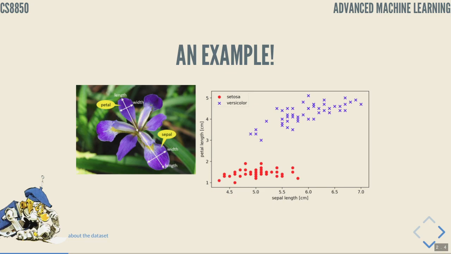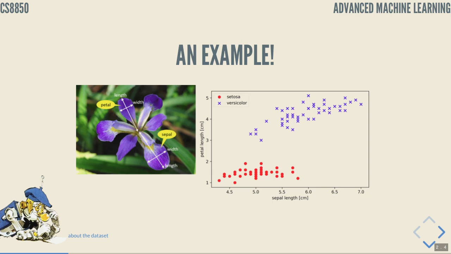2 of the 3 species were collected in the Gaspe Peninsula, all from the same pasture, picked on the same day and measured at the same time by the same person with the same apparatus. Fisher's paper was published in the journal The Annals of Eugenics, creating controversy about the continued use of the iris dataset for teaching statistical techniques today.